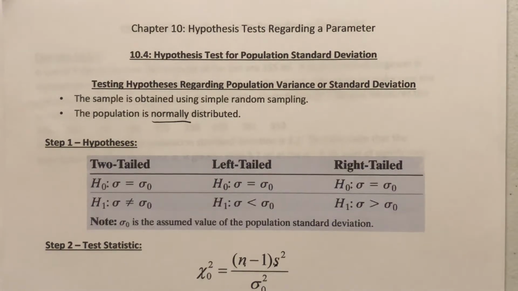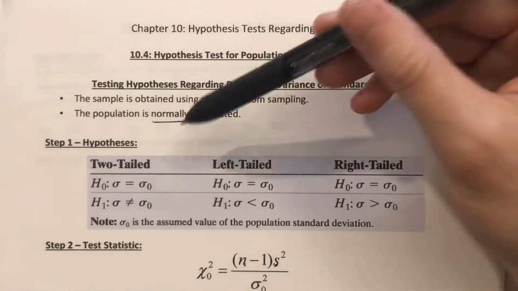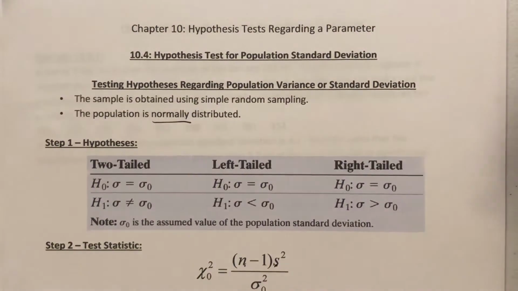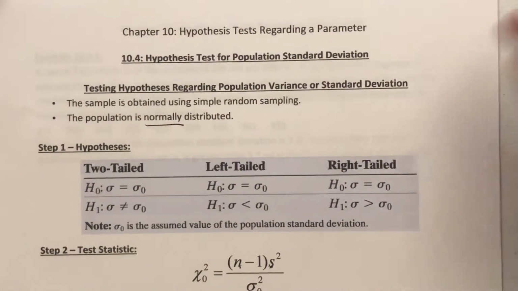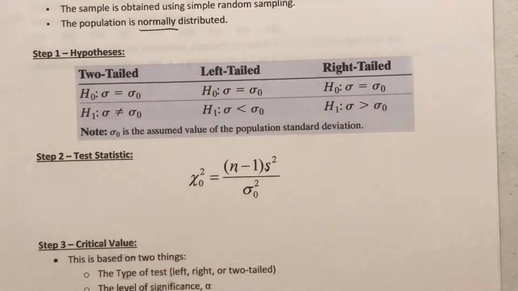So in our next section, we'll take a look at hypothesis tests for population standard deviation. Checking to make sure you're allowed to do them really just boils down to making sure your population is normally distributed, which it will be. Then the types of tests that we can run are the same: left, right, and two-tailed.